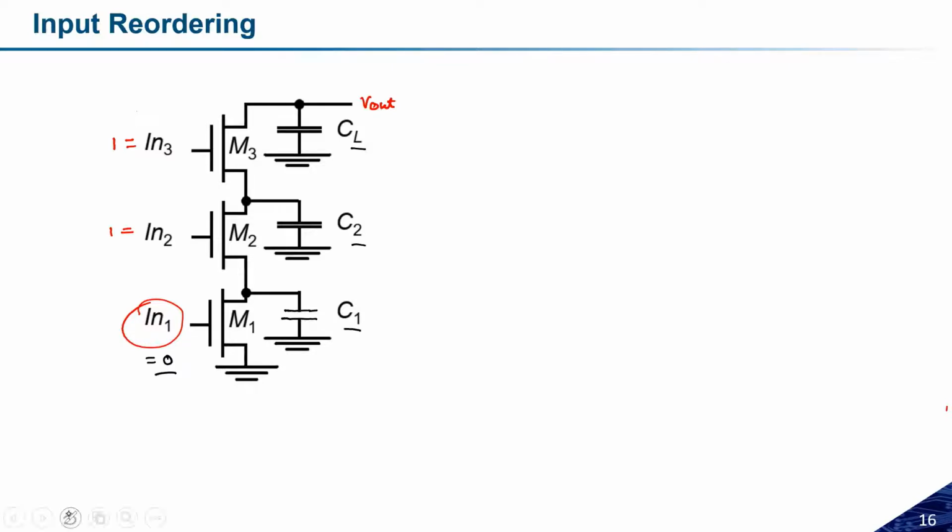Once this input changes its logic from 0 to 1, this capacitor C1 will discharge through M1, this C2 will discharge through M1 and M2, and then this CL will discharge through M3, M2, and M1. The important thing is, whatever the circuit I have, if this is the function of input 1, in this case I need to discharge all these capacitances to make this output low. Okay, and that will take more time.